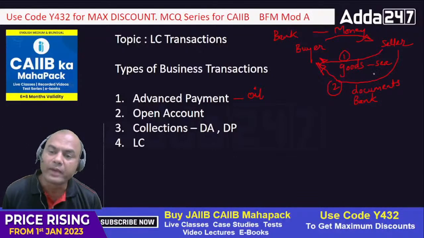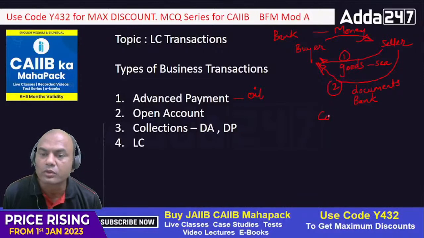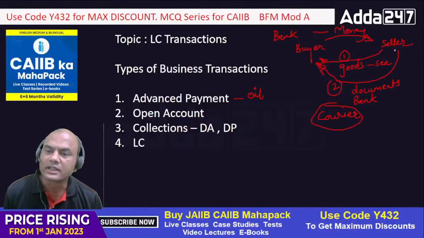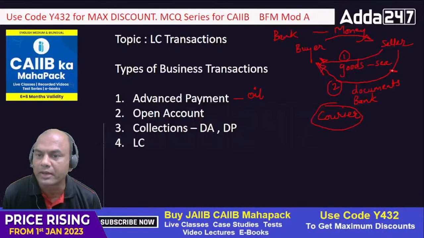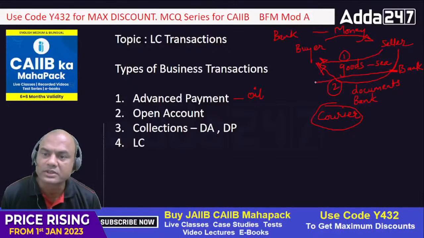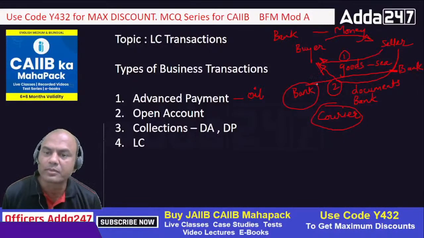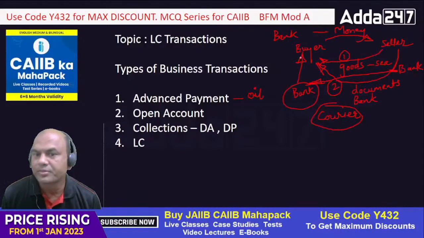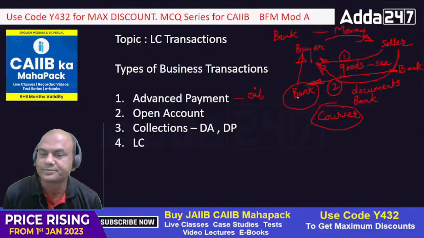The problem is that the bank acts as a courier agent over here. Courier, okay? The bank only acts as a courier agent. It means the seller will send the documents through the seller's bank. This bank will send the documents to the bank of the buyer, and then the bank of the buyer will give the documents to the buyer. When the buyer gives the money to the bank, this bank will send it to the seller's bank, and then to the seller.